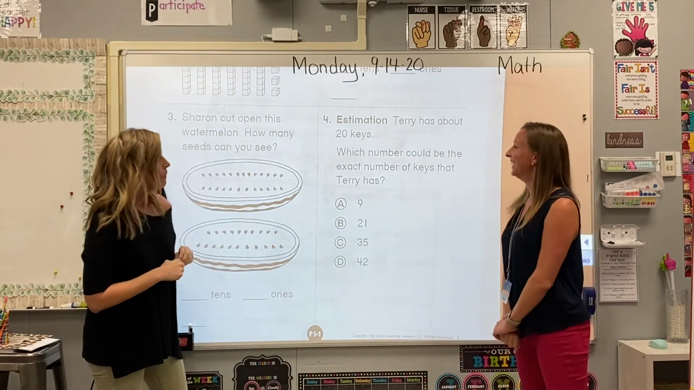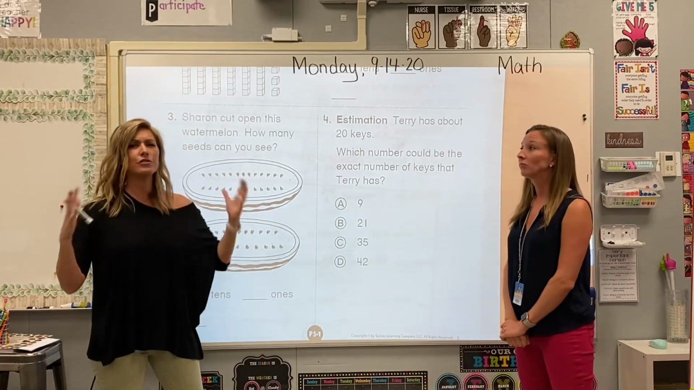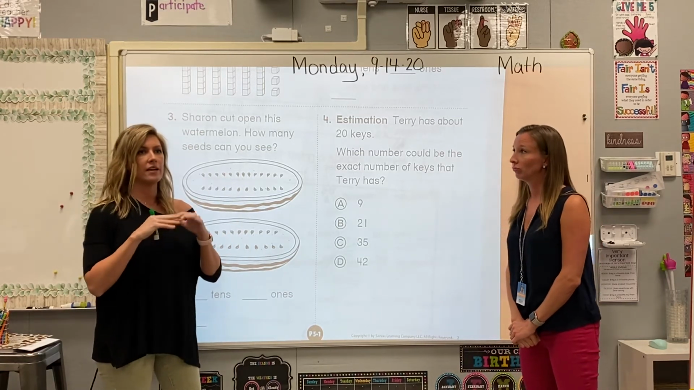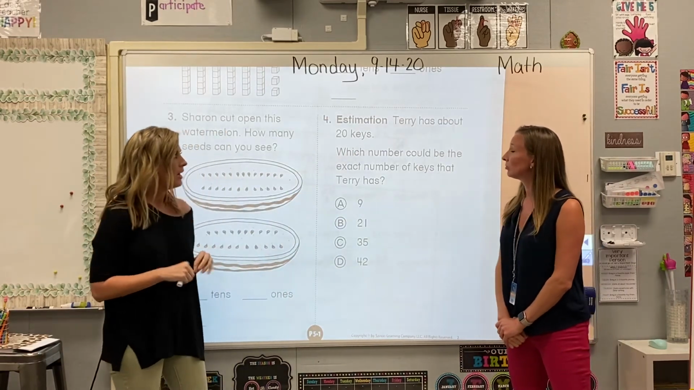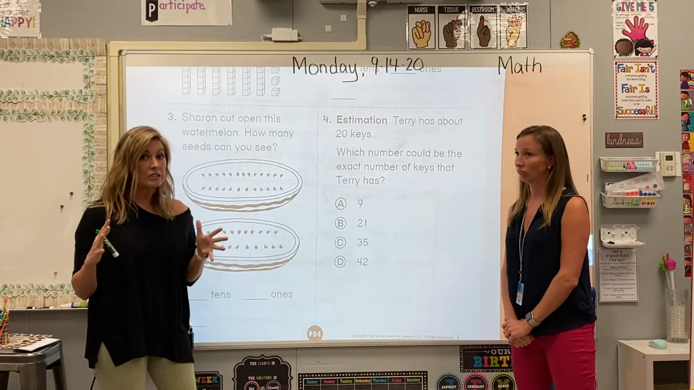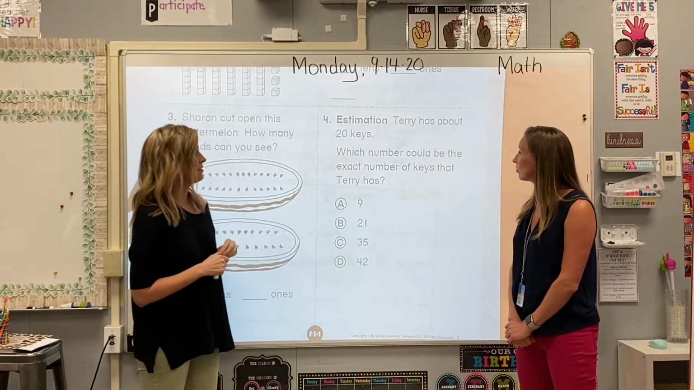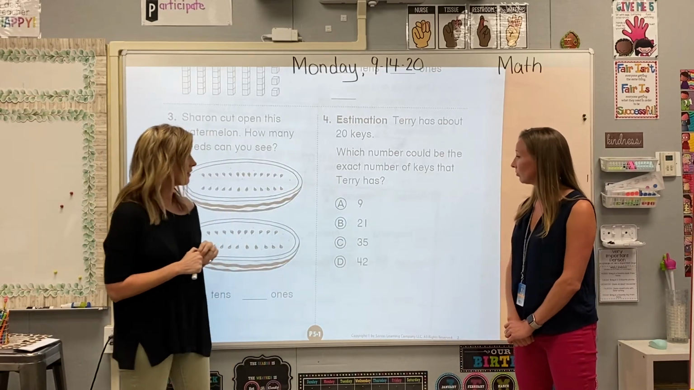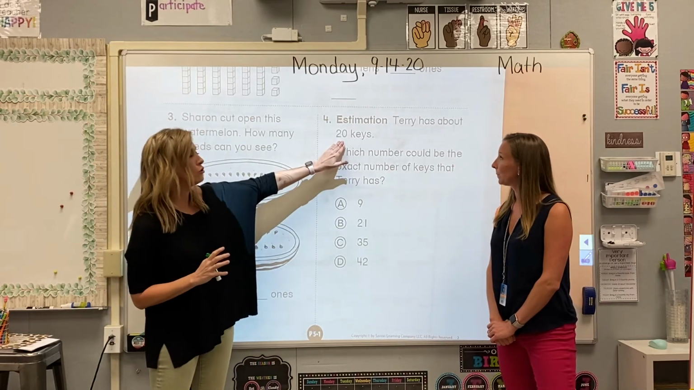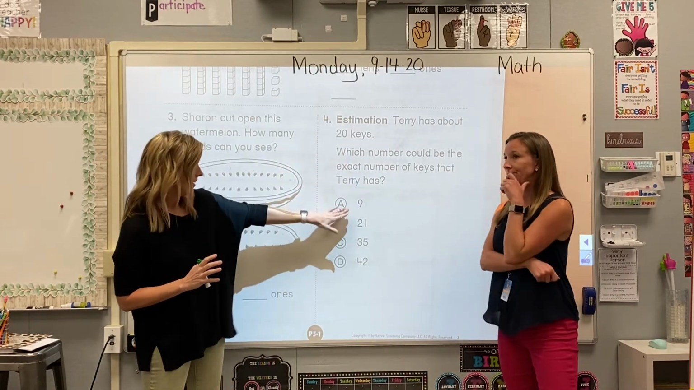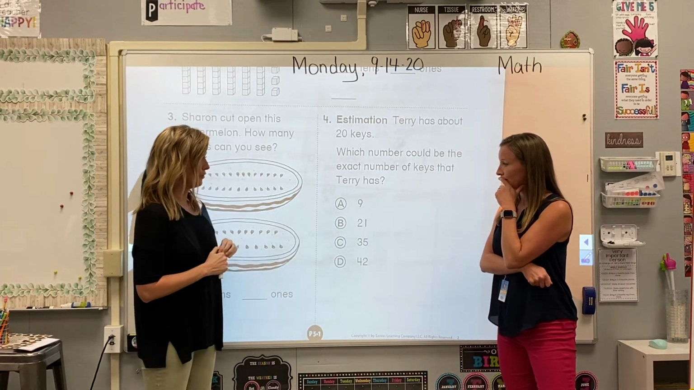So, estimation basically just means making your best guess and getting as close as you can to the answer without getting the actual answer. So it says Terry has about 20 keys. About 20 keys. Not exactly 20 keys, about. Which number could be the exact number of keys that Terry has? So we are looking for a number that's as close to 20 as we can get. And it looks like our options are 9, 21, 35, and 42.